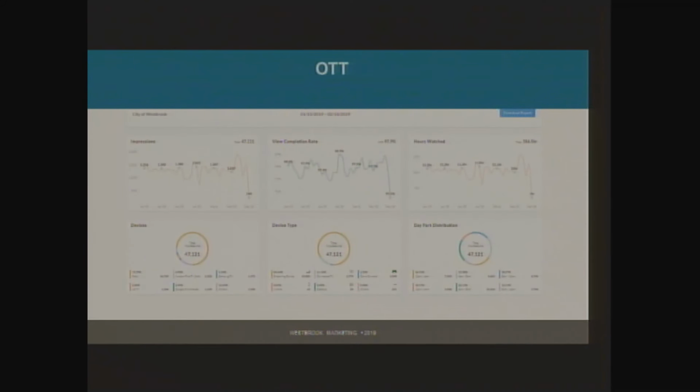And then here's some metrics for the over-the-top. So this was a very small investment, in my opinion, and it was a trial because it's a new way people are watching TV. And we ran for maybe 4 weeks. And in that time, we had 47,121 impressions, which are views. And the view completion rate is 97.9%.